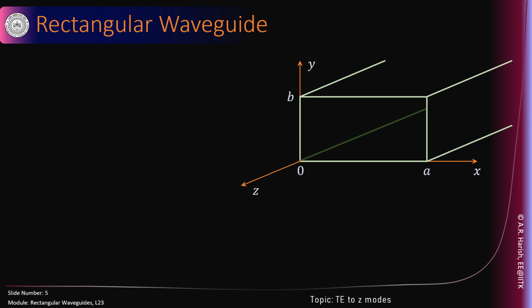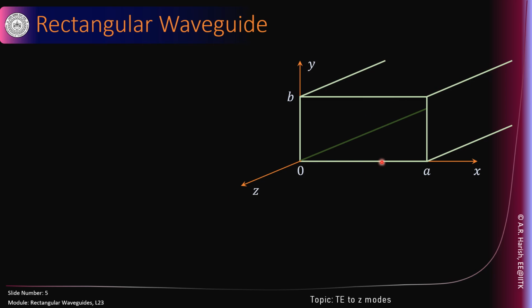For this, the boundary value problem we are going to be solving is a rectangular waveguide. It is a hollow metallic tube, and let me pull out the pointer. This is the metal. It has 4 metal surfaces. It is going to be extending to infinity in the z direction.